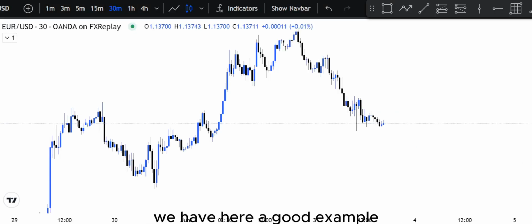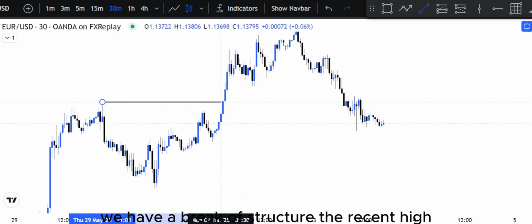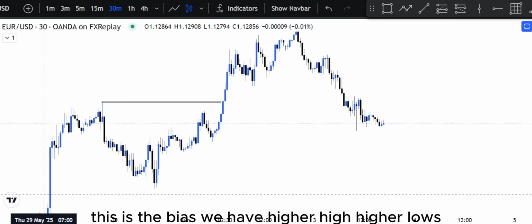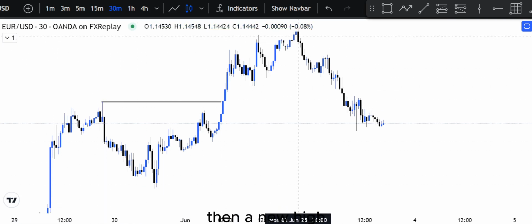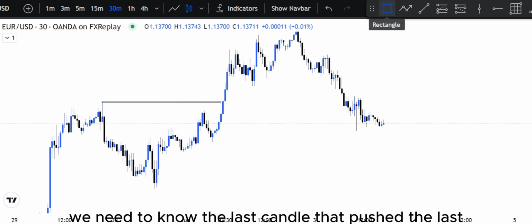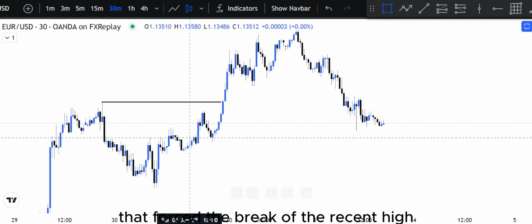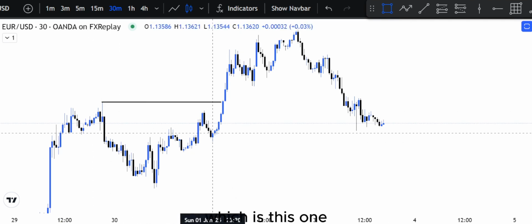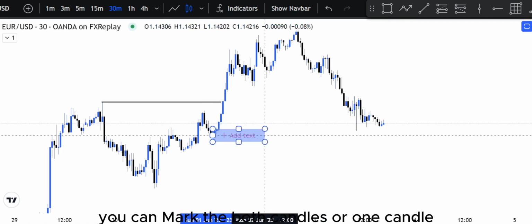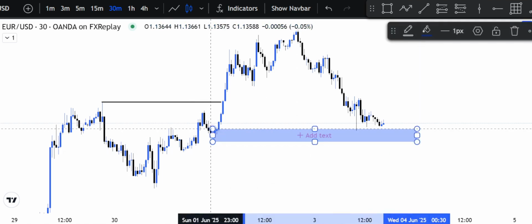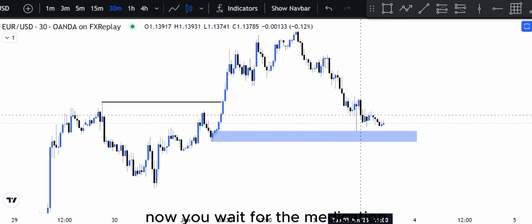We have here a good example. We have a break of structure, the recent high. This is the bias. We have higher high, higher lows, then a new high. We need to know the last candle that pushed, the last candle that forced the break of the recent high, which is this one. You can mark both candles or one candle. Now you wait for the mitigation.